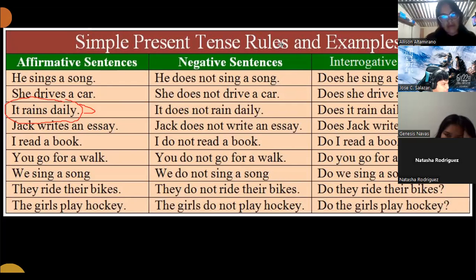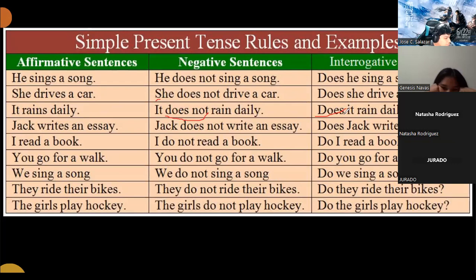Recuerden que en inglés todo debe tener un sujeto. En español simplemente decimos llueve, pero no decimos quién ni qué llueve. En inglés, recuerden que para lo que es animales o cosas, si es uno, utilizamos it. That's why we say it rains daily. And that is a third person. Now, if I want to make it negative, then it does not rain daily. And for the question, does it rain daily? Okay, let's continue with the next one.